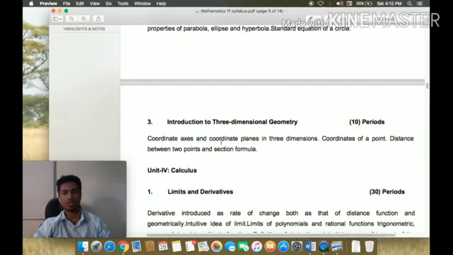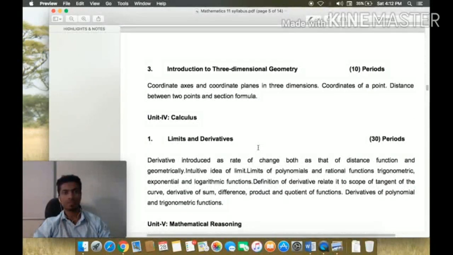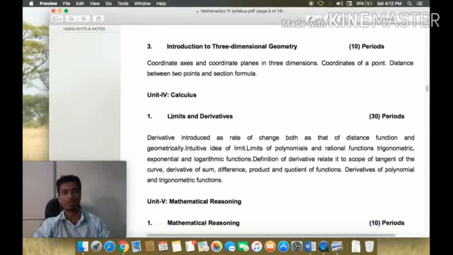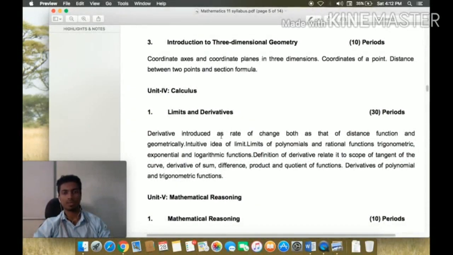Now comes the most important chapter of class 11, laying the foundation of class 12. It has calculus, limits and derivatives, a very important chapter which makes use of trigonometry. So trigonometry needs to be done in a very proper way to understand this topic. We'll be using it in physics as well.